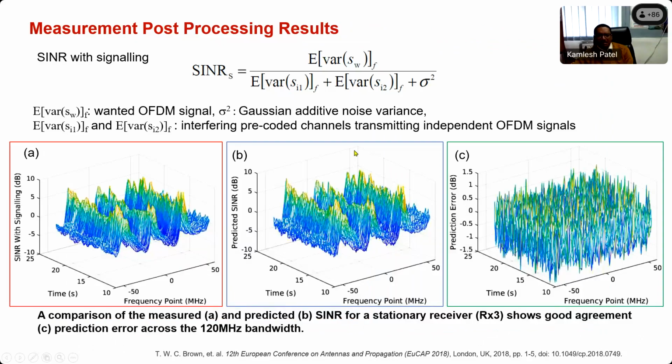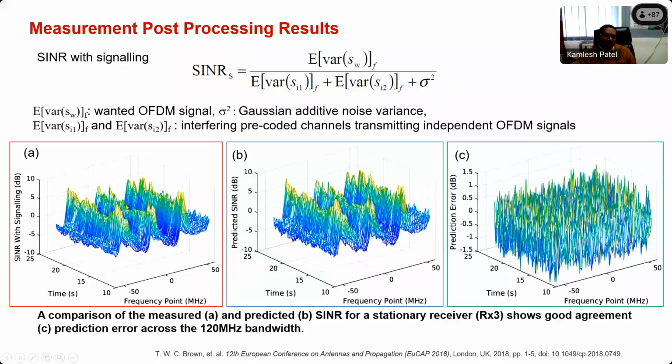After the measurement, they obtained the value of SINR by substituting these values, where E represents the OFDM signal, gamma square represents the Gaussian additive noise variance, and these two represent the pre-coded channels transmitting independent of the OFDM signal. So these two represent the interference signal, this is the desired signal, and this is the noise of the system in the form of Gaussian additive noise.